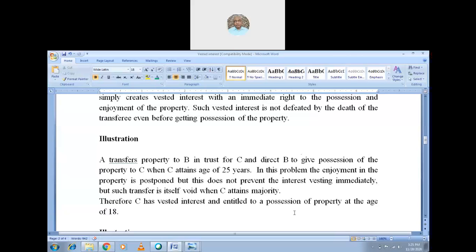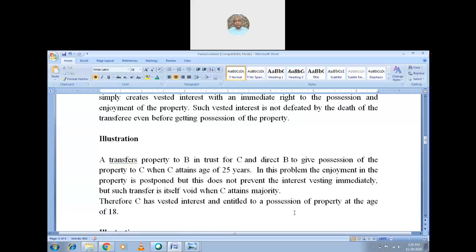So now the question comes over here. After 18, first the property will be vested immediately, but he can enjoy the property only after 18 years. In this problem, the enjoyment of the property is postponed, but this does not prevent the interest from vesting immediately, but such transfer itself is void when C attains the majority. So now the question comes over there.